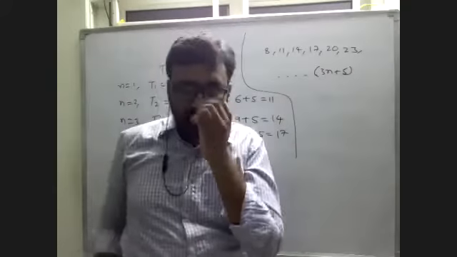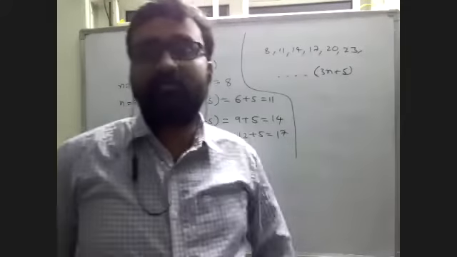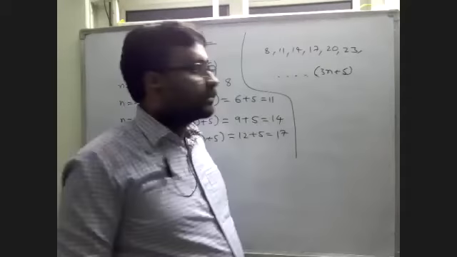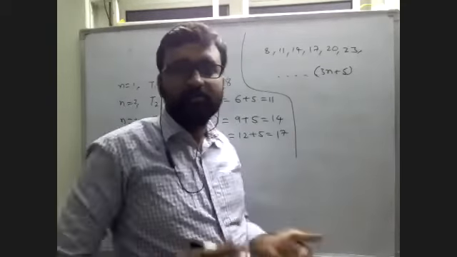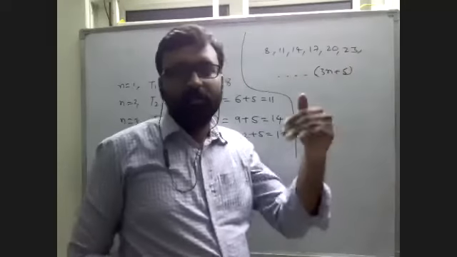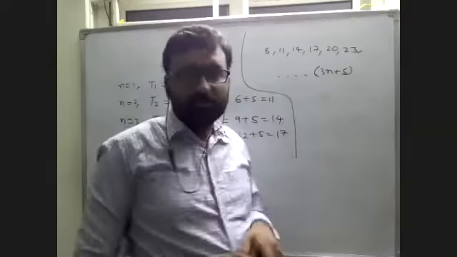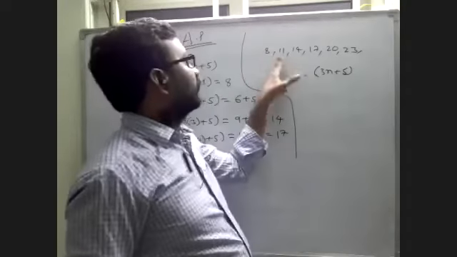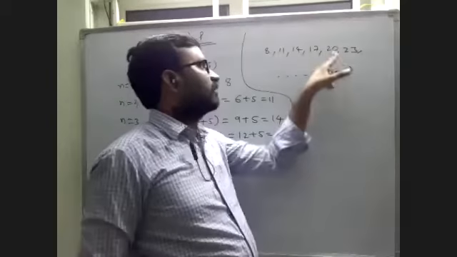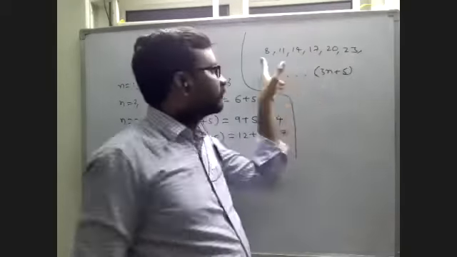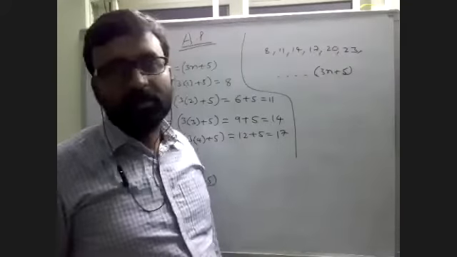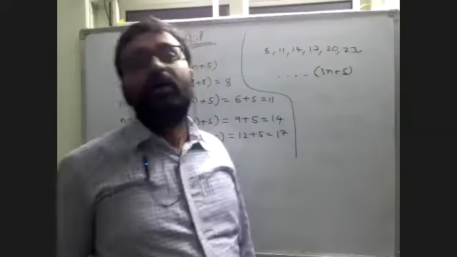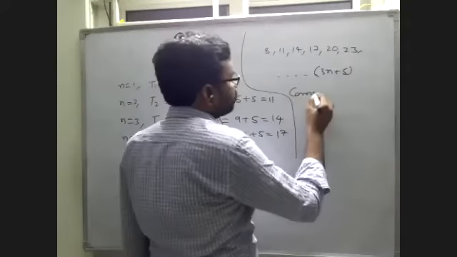This sequence is called AP. Why AP? In AP, if you subtract any two side by side numbers, big minus small, you will get the same difference. 11 minus 8 is 3, 14 minus 11 is 3, 17 minus 14 is 3, 20 minus 17 is 3, 23 minus 20 is 3. If you subtract any two consecutive numbers, you will get the same difference. That is called the common difference.